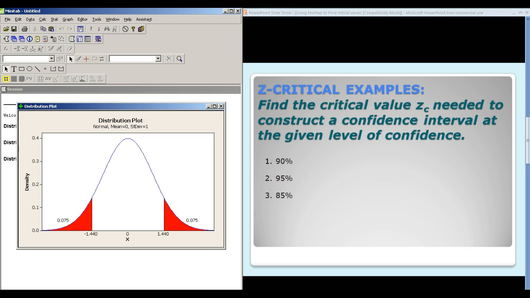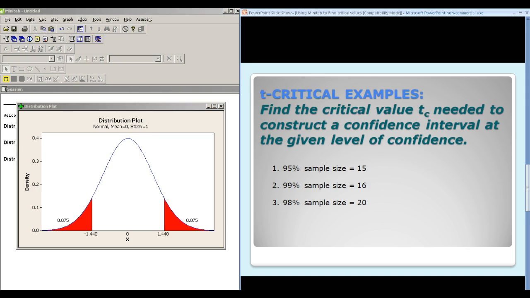So there is the method for finding z-critical using Minitab. It will also calculate our t-critical values. So let's take a look at how to do that. So finding t-critical requires a little bit more information. However, it is just as quick and easy. We do need to have our sample size when we find the t-critical value because we need to know our degrees of freedom. So we still go to the same place.